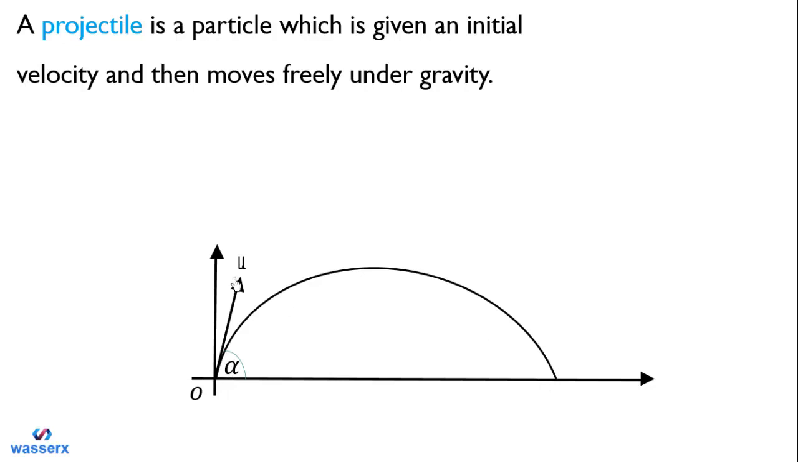We need to resolve this initial velocity into a horizontal component, which is u sub x, and a vertical component, which is u sub y. So we have our y and the x axis over here. Then this is the maximum height. Y max is the maximum height or the greatest height that the object can attain.